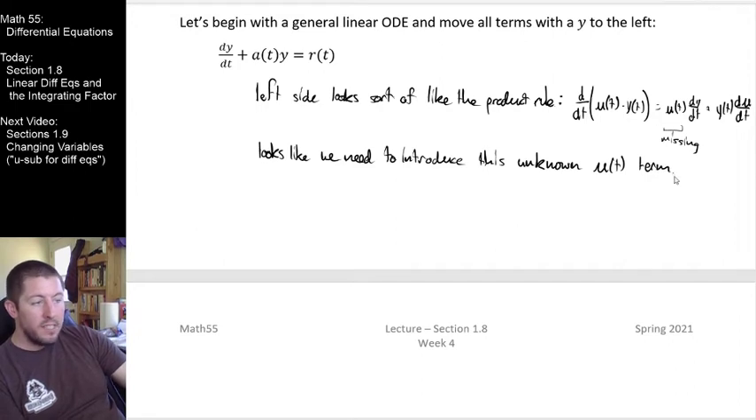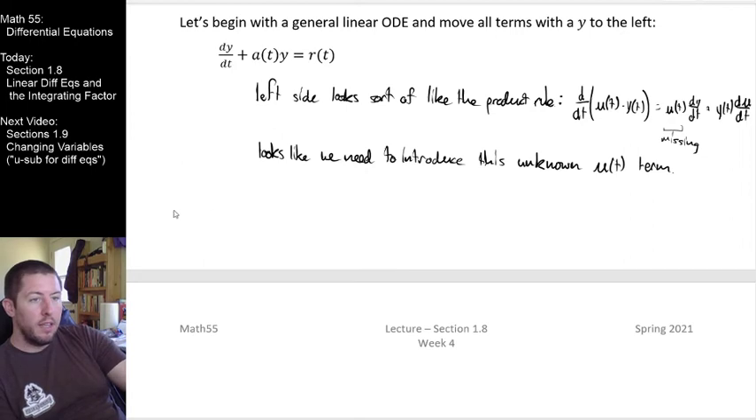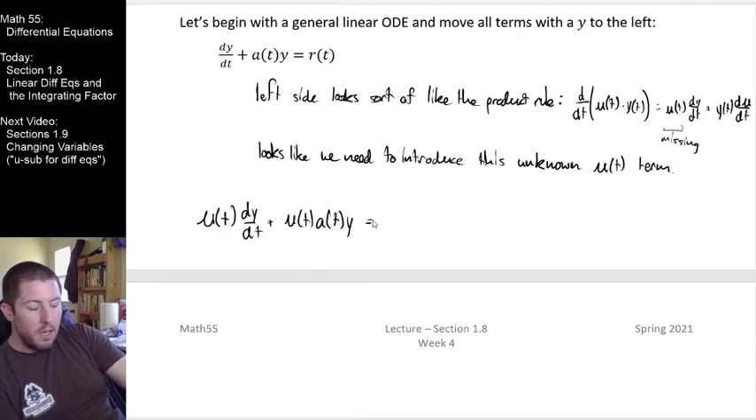So the whole point here is this. I really don't know what mu of t is going to be yet. We're going to figure that out later. But we're saying to ourselves, suppose you knew the perfect term mu of t that we did want to multiply through here, then we could make this look a little bit more like what that product rule is going to look like there. All right. So I'm going to then say, all right, so we've got mu of t times dy dt plus, it looks like we've got mu of t times a of t times y equals mu of t r of t.